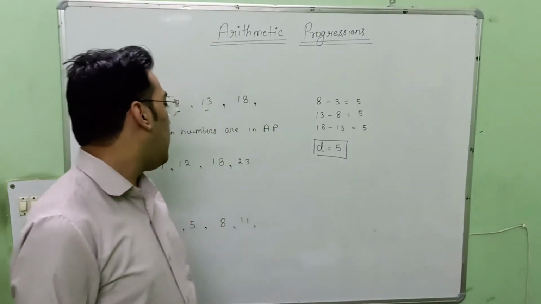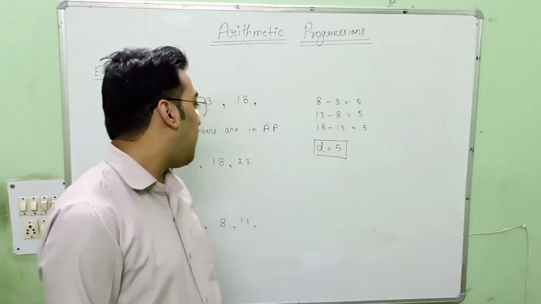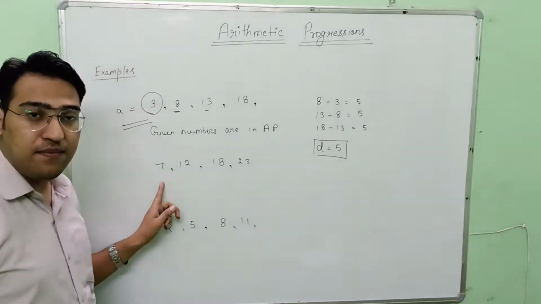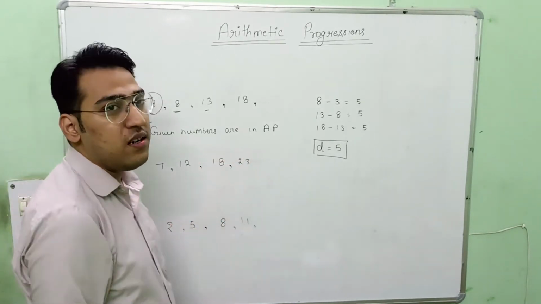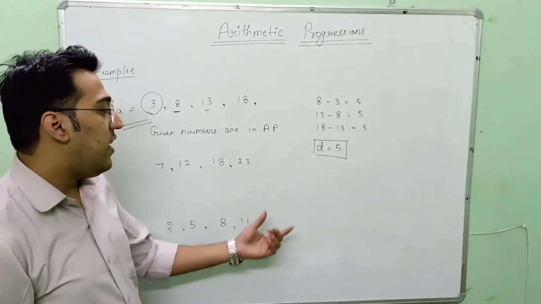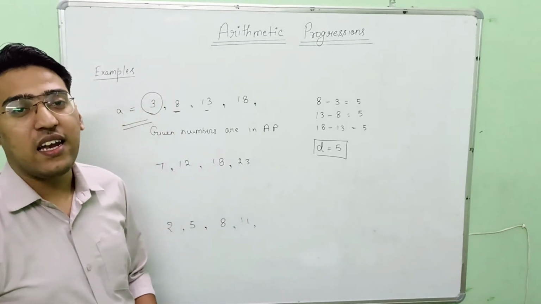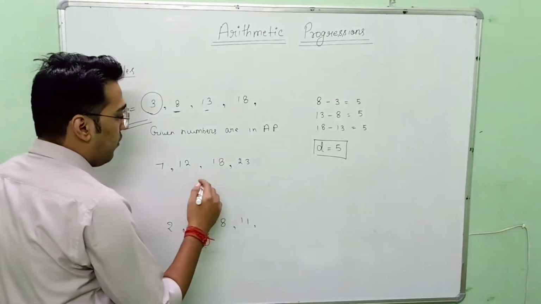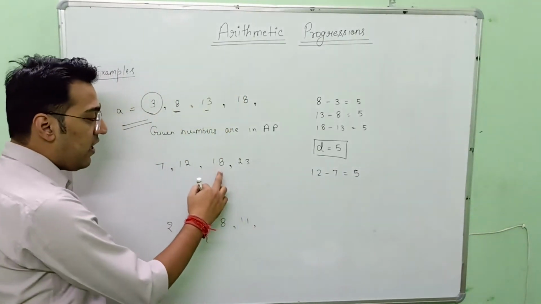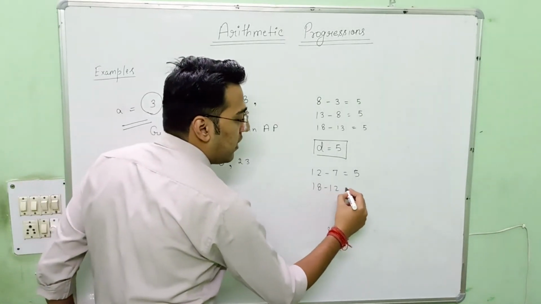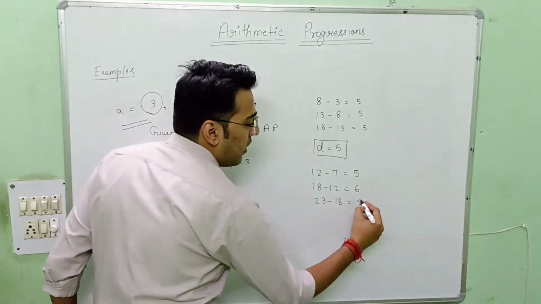Now we will move to the second example and repeat the same process. The process is to subtract the first term from the second, the second term from the third, and the third term from the fourth. This process will tell us whether the given numbers are in AP or not. So now we will do it again. 12 minus 7, that is 5. 18 minus 12, that is 6. And 23 minus 18, this is again 5.